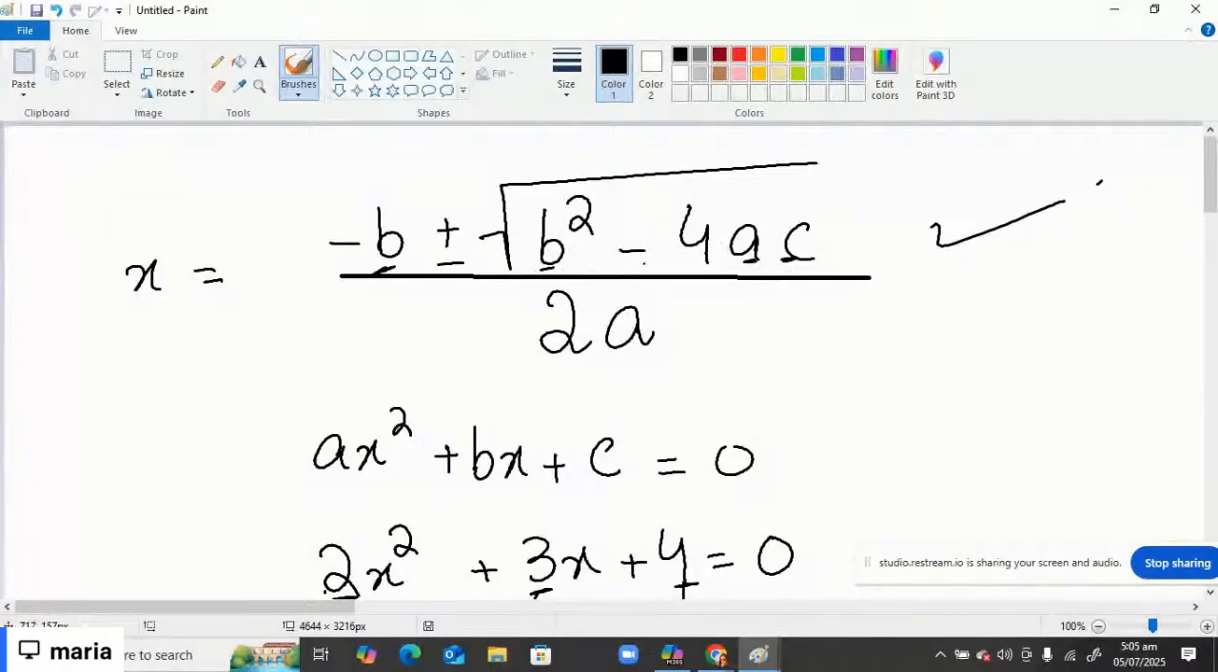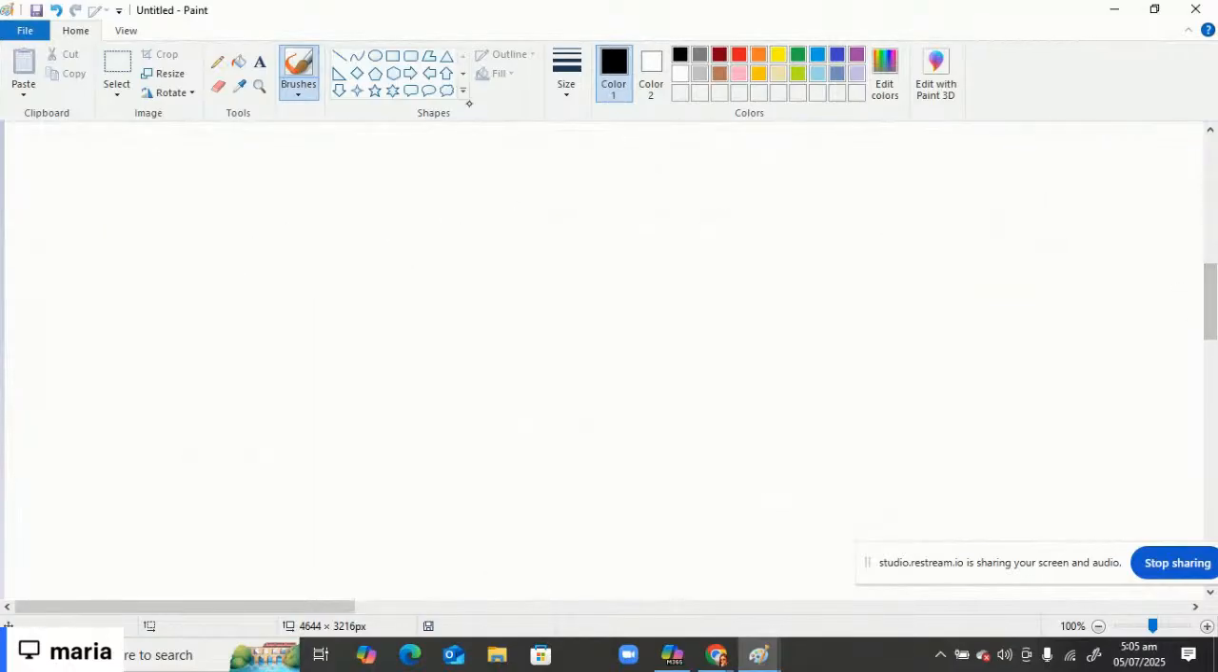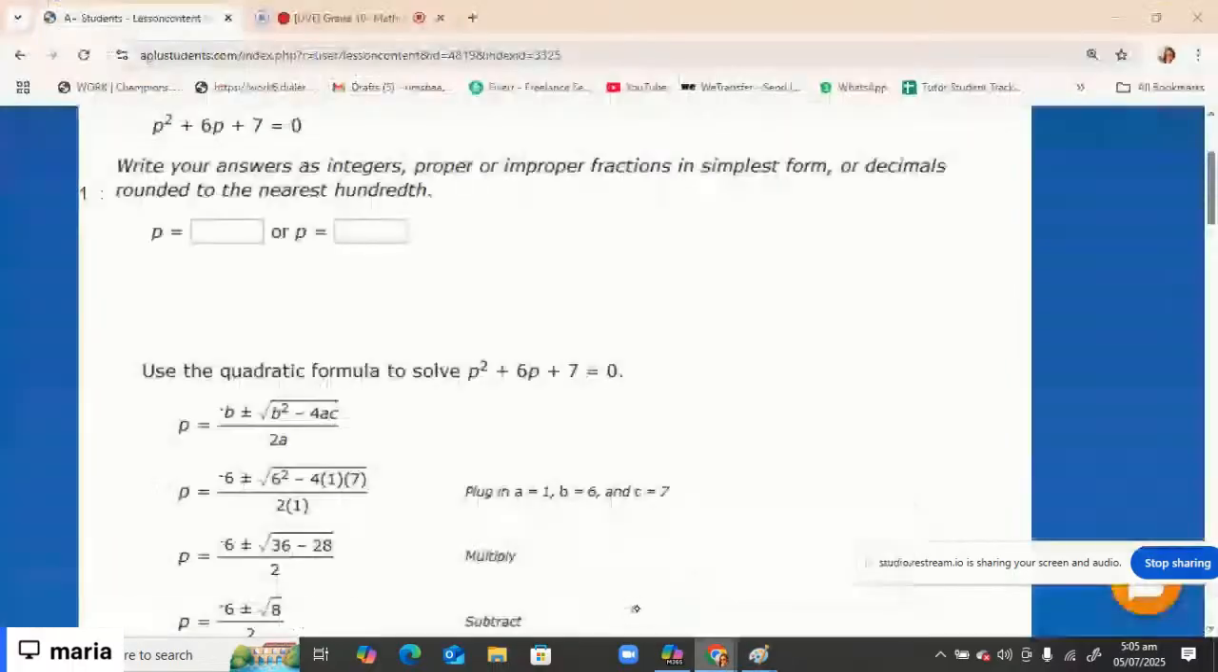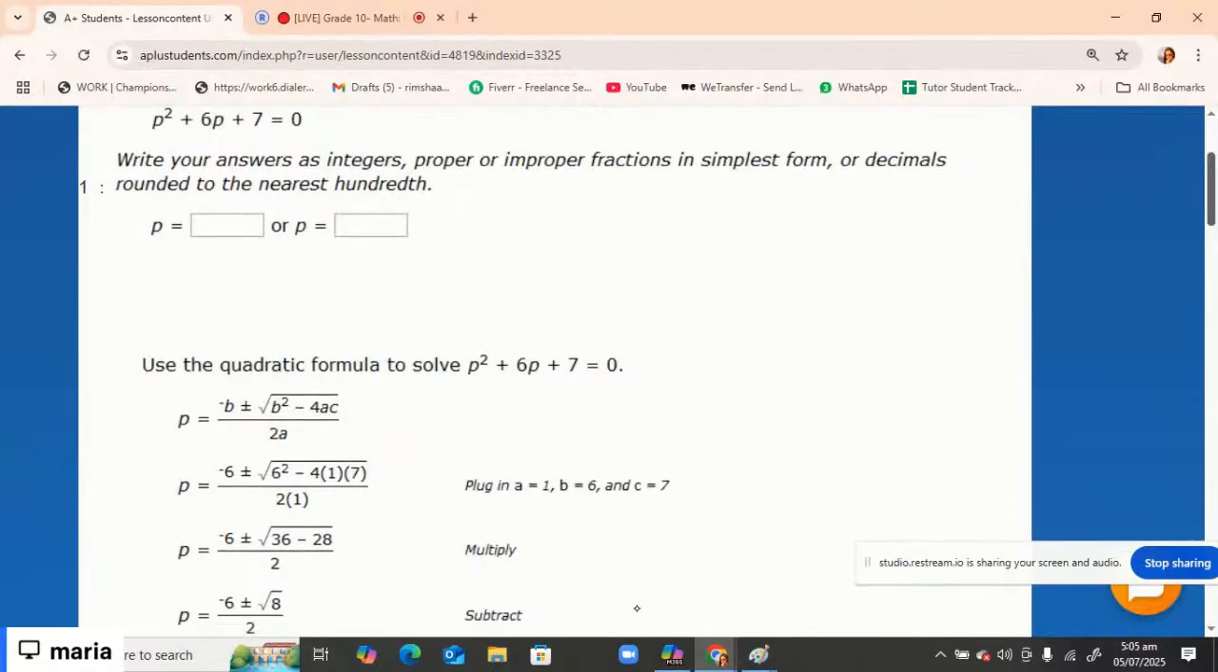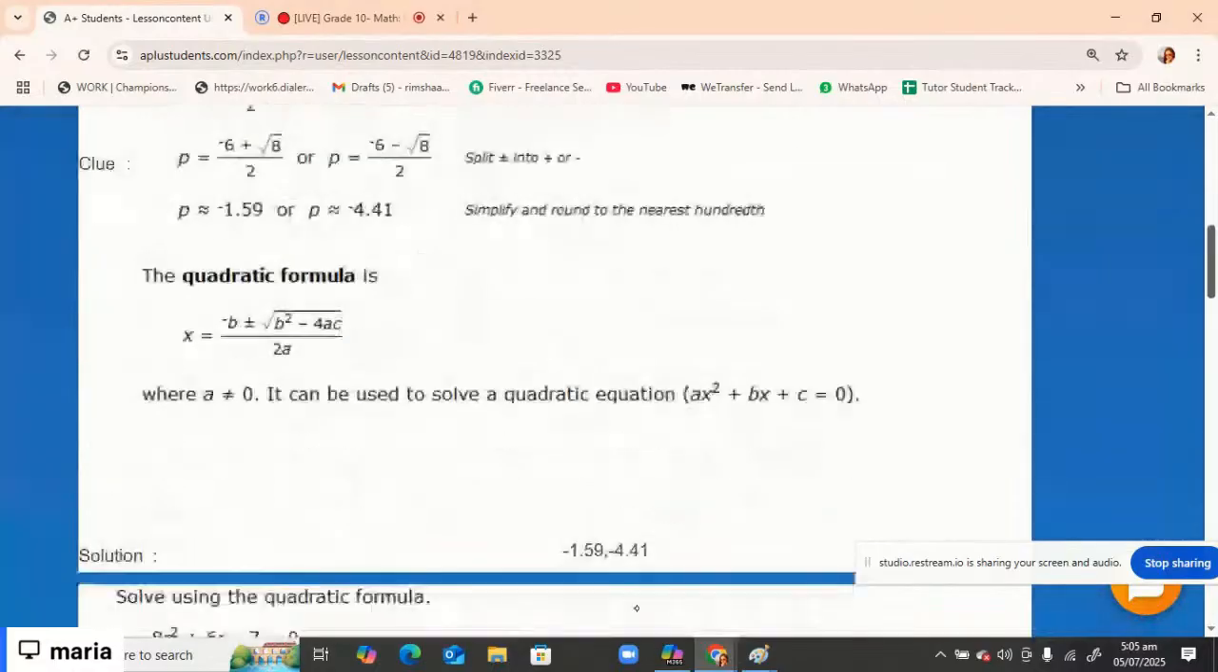Okay, now let's start the first question. We solve one question and then you will be better able to understand how to do it. Let's suppose I write here x square plus 5x plus 6, and they are saying solve by using the quadratic formula. Okay, so now here we apply the formula.